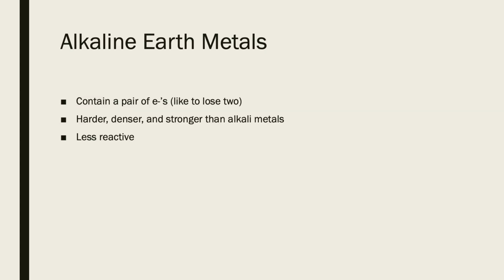Your alkaline earth metals, these are for group 2. They contain a pair of electrons. Remember, they fall into that s2. They like to lose 2 electrons, which means they would have a positive 2 charge. They're harder and denser and stronger than the alkali metals, but they're less reactive.